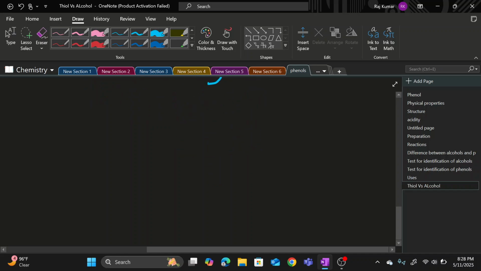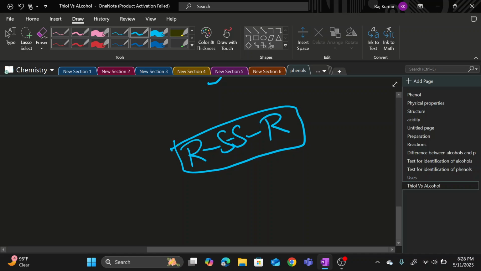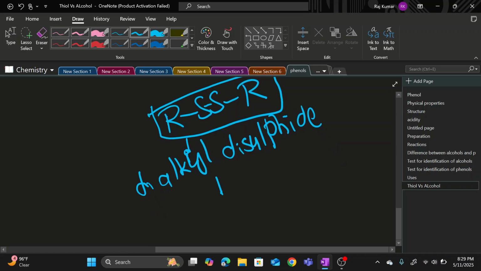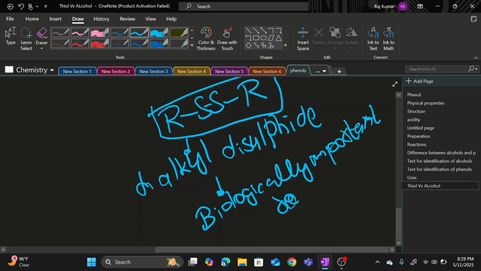All right. And the most common oxidation product is a disulfide. Whenever we perform oxidation of thiol groups, we will get this product, which is known as dialkyl disulfide. And this is an important reaction. This is a biologically important reaction. Why is it a biologically important reaction?